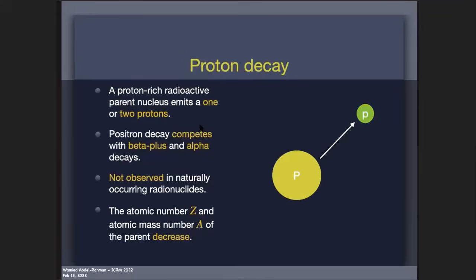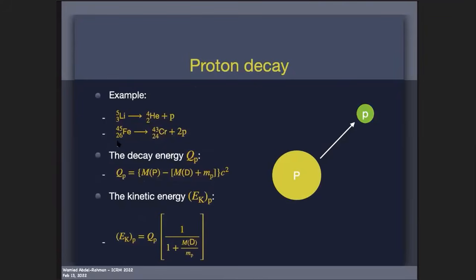Proton decay is also another decay scheme where we have a proton-rich radioactive material, and in this case, the parent nuclide may emit a proton or 2 protons or more through this decay. These are examples: lithium-5 becoming helium-4 through emission of 1 proton, and then we have iron-45. In this decay, it will emit actually 2 protons.